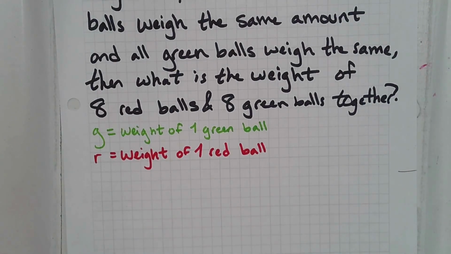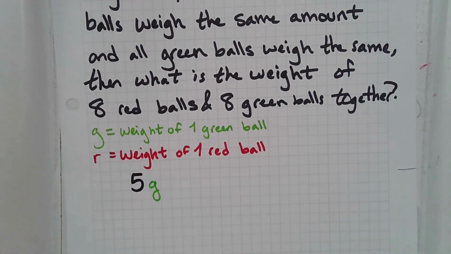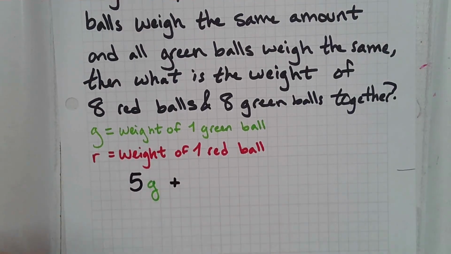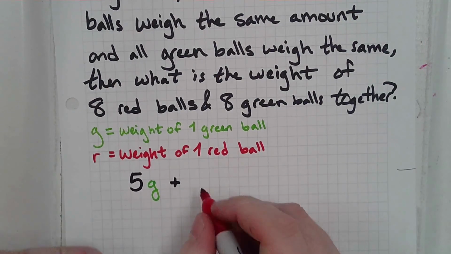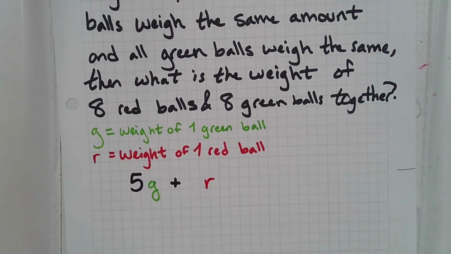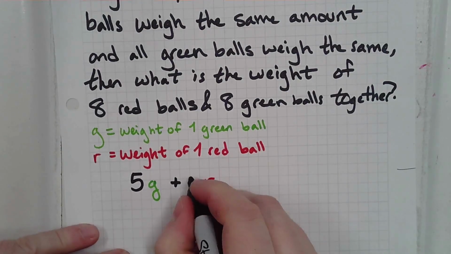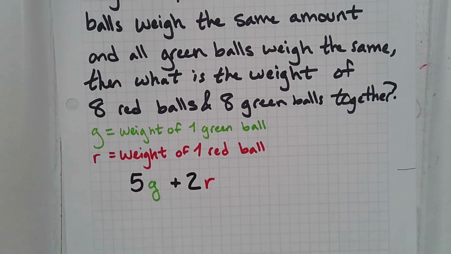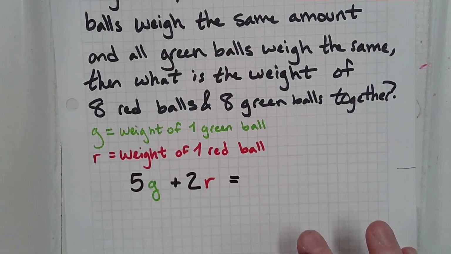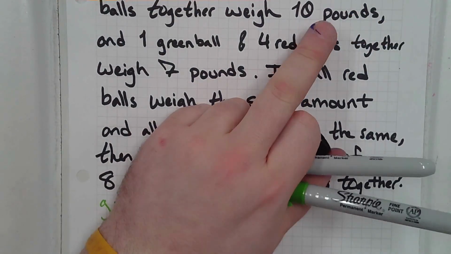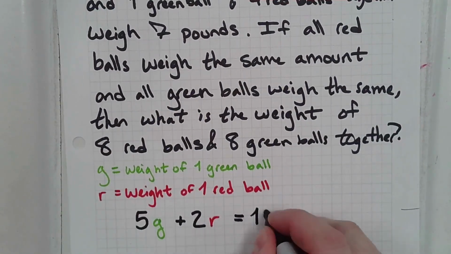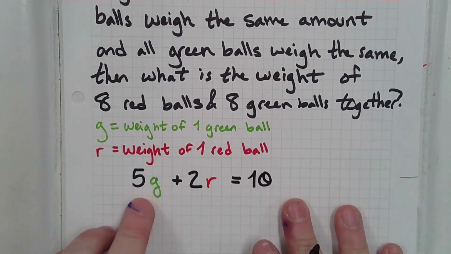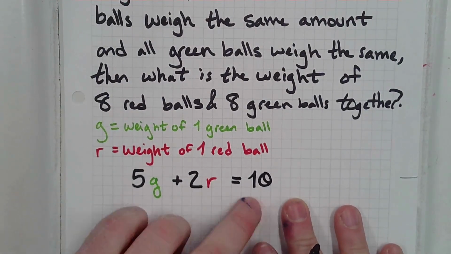So if I take the weight of 1 green ball and I times it by 5, that'll give me the weight of 5 green balls. And if I take the weight of a single red ball and I times it by 2, that'll get me the weight of 2 red balls. Which, of course, 5 green and 2 red, according to them, adds up to 10 pounds total. So the weight of 5 green plus the weight of 2 red is going to get us the total weight.